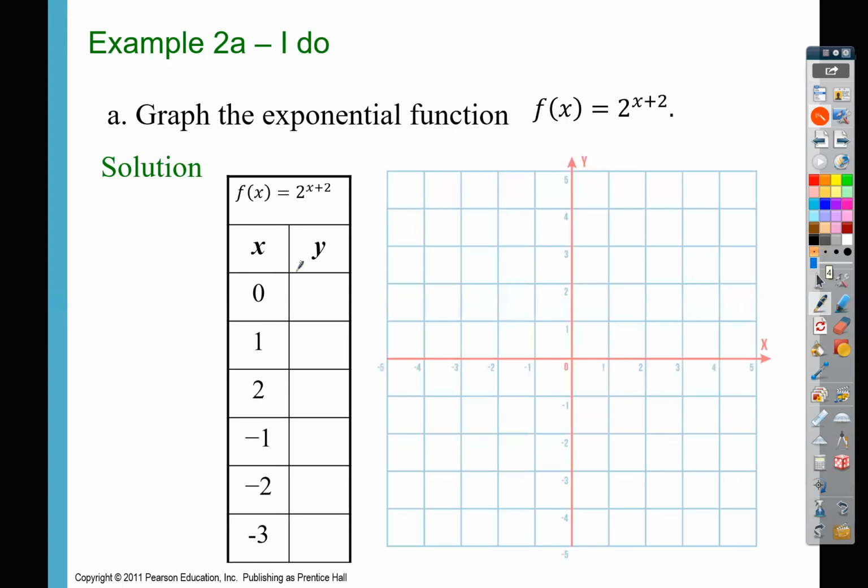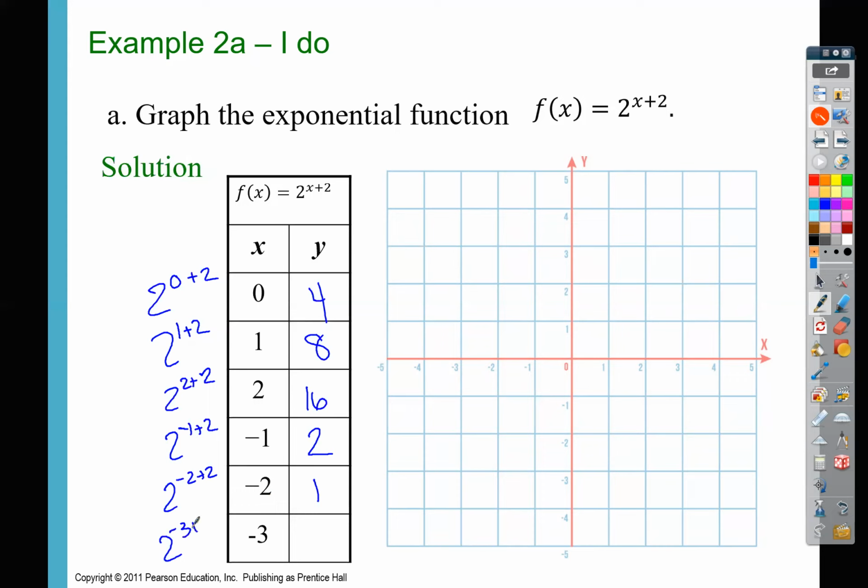Okay, so if we plugged in 0, 0 plus 2, we would get 2 squared, which is 4. If we plugged in 1, 2 to the 1 plus 2, that would be 2 cubed, which is 8. 2 plus 2, that's 2 to the 4th, that's 16. 2 to the -1 plus 2 would be 2 to the 1st power, so just 2. 2 to the -2 plus 2 would be 2 to the 0 power, which is just 1. And 2 to the -3 plus 2 is 2 to the -1, which is 1/2.